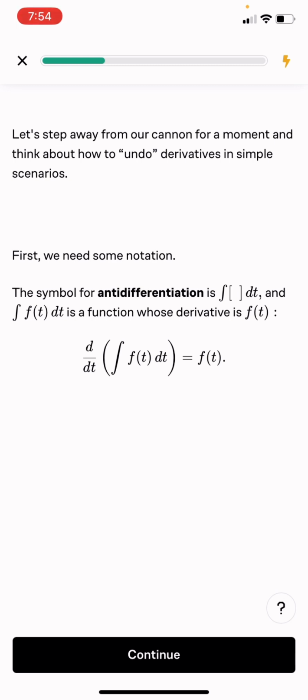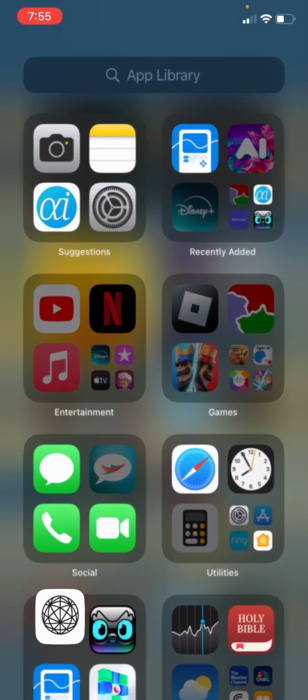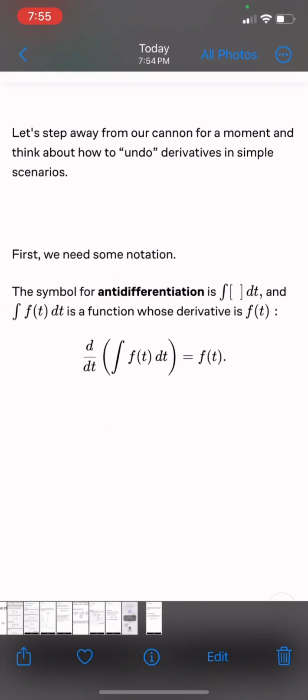First, we need some notation. The symbol for antiderivative is this, and the antiderivative of f(t) dt is a function whose derivative is f(t). So we just put this equation: g'(t) equals f(t). So let me crop the picture out to make sure I have it.